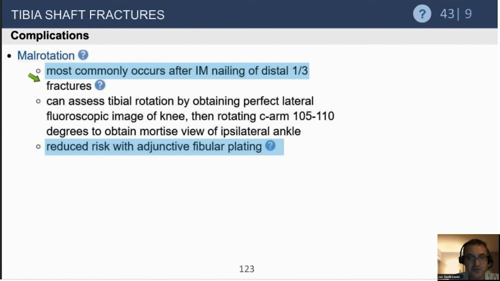Malrotation is most commonly seen after IM nailing of distal third fractures. This is where fixing the fibula can help reduce risk, once again with adjunctive fibular plating. We saw that earlier in tonight's lecture.